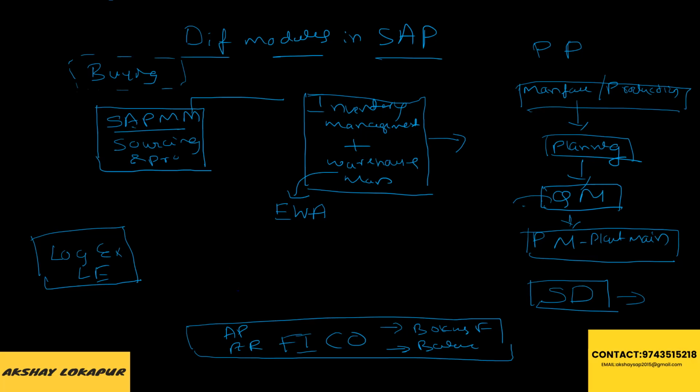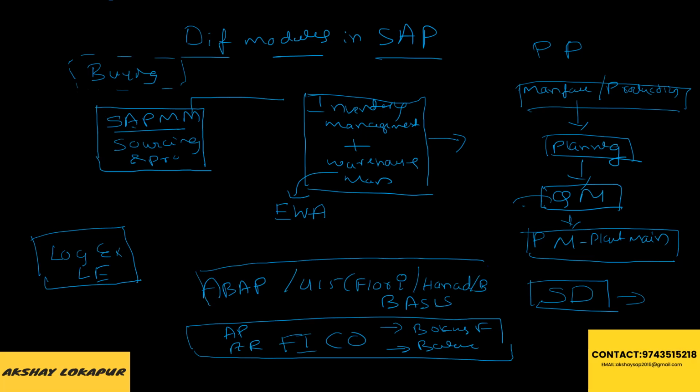Then we have technical modules which are linked with all these modules, like ABAP. We have ABAP, your UI5 Fiori. What is Fiori? We will have a separate topic for that; you will understand it in coming classes in detail. HANA database, I will explain on the next slide. And the Basis module. These are all linked with the functional modules. These are all functional modules, and these are your technical modules, linked with all the above modules.